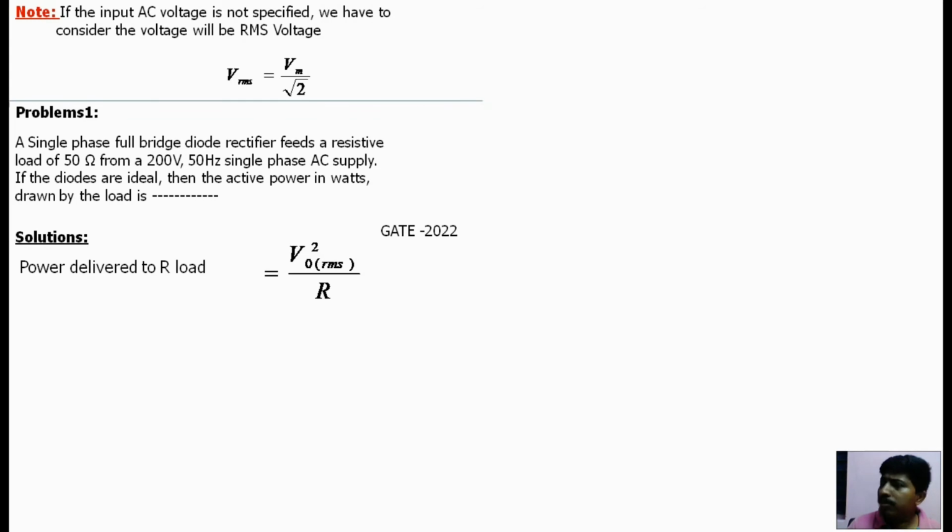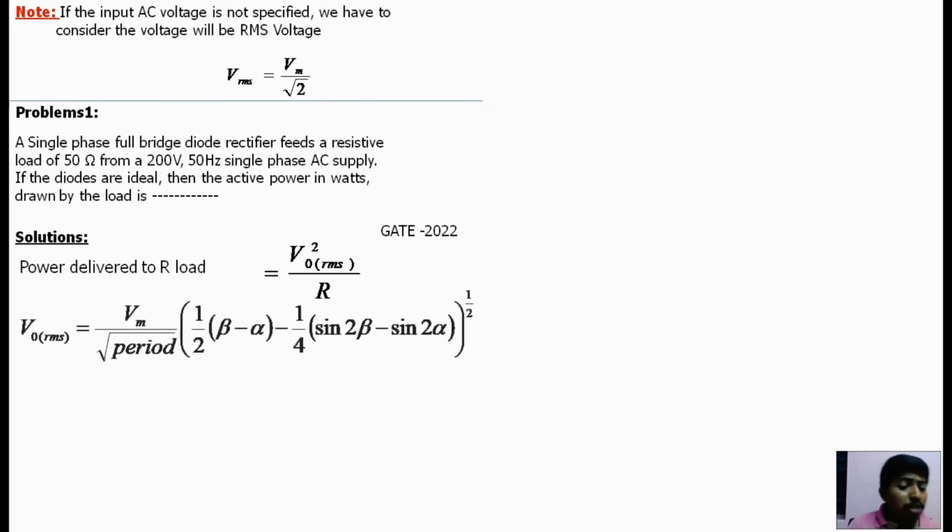We know the V naught RMS formula. Here it is a full wave rectifier, so the period is pi. For a diode rectifier, alpha is equal to 0. Since this is an R load, beta is equal to pi. Then for V_m, the input RMS value is given, so V_s RMS is equal to 200. But we need the maximum input voltage, so we use the relation between RMS and maximum voltage.